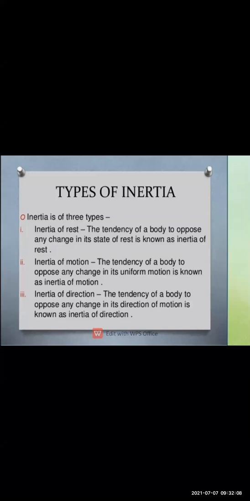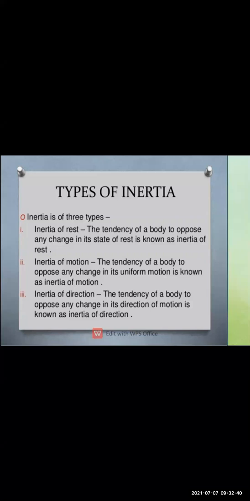Okay, the second type: the tendency of the body to oppose any change in uniform motion is known as inertia of motion. As you know, motion is related to displacement. So if there is any change in the displacement, in this property of an object, the state of motion cannot change. So here the state of motion cannot be changed, which is called inertia of motion.